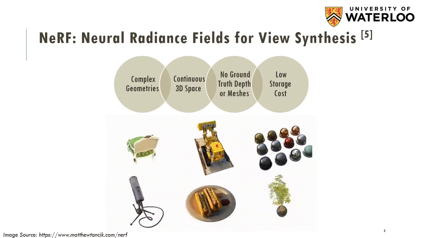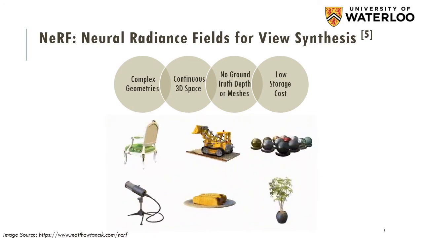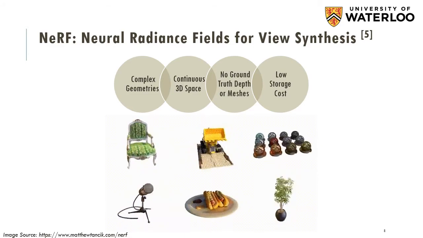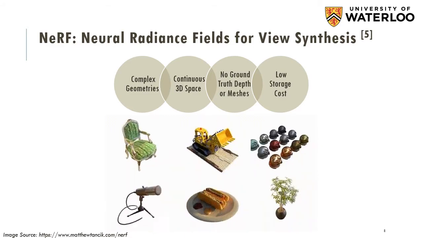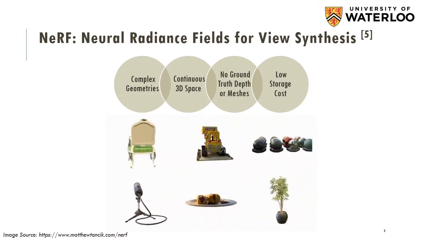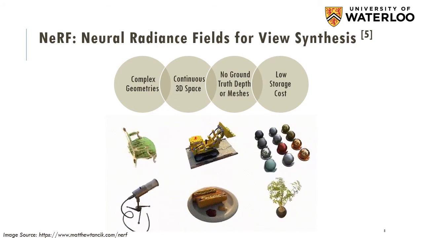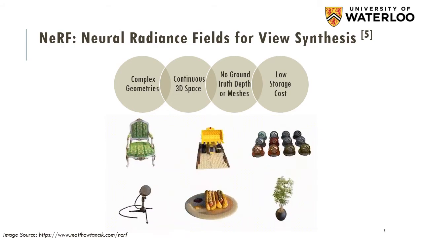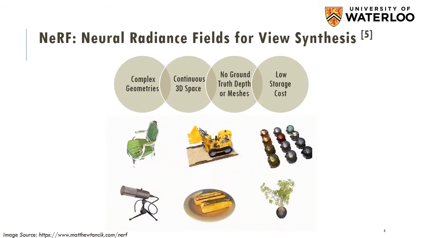So after that came the paper that we're considering in this presentation, which is Neural Radiance Fields for View Synthesis. And this paper was actually able to overcome all of the challenges that we just mentioned in the previous approaches. It can successfully model complex geometries. It can model a continuous 3D space representation. It requires no ground truth for depth or 3D meshes. And it has low storage costs for the 3D representation of the whole scene.